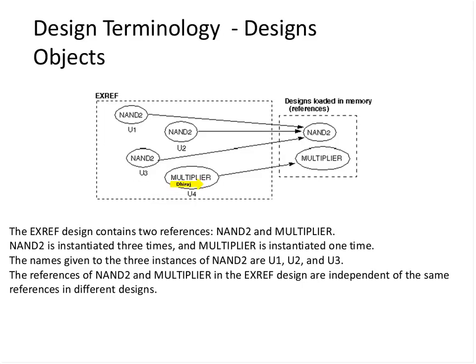So the references of NAND2 and multiplier in the XRef design are independent of the same references in another design. That means if you have another design which again has a reference NAND2, this reference would be different from that instance. And if you go down further, although in terms of functionality at RTL level U1 is the same as U2, when it goes to the backend, the boundary conditions of U1, U2 and U3 are different from each other. So they will be optimized differently.